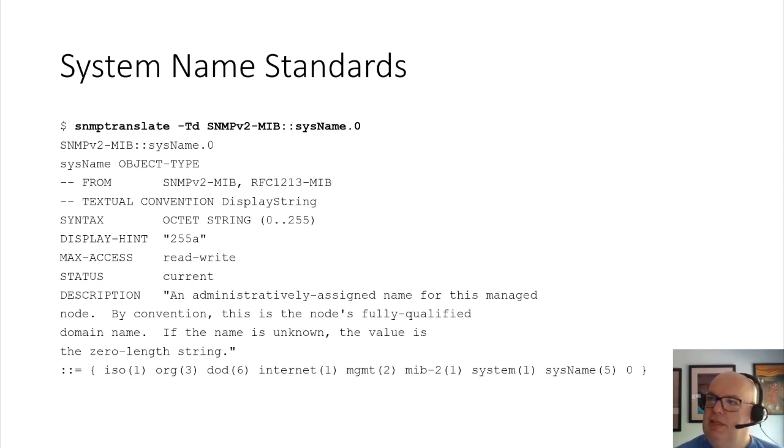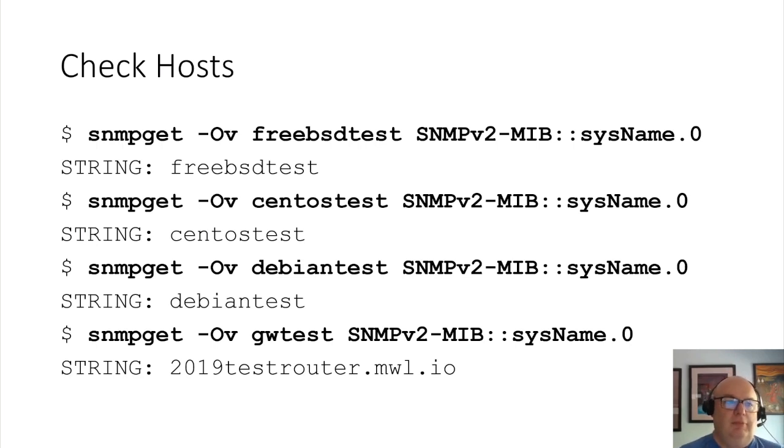I'm going to look at some machines here. I'm looking at my FreeBSD test, my CentOS test, my Debian test, and my little MikroTik beat-it-up router. And the only one that really complies is MikroTik, I'm embarrassed to say. So you need to look out for what does the standard say versus what do we really do.